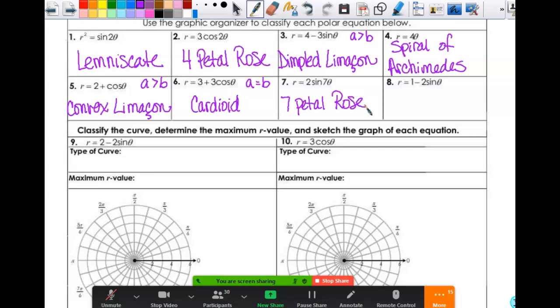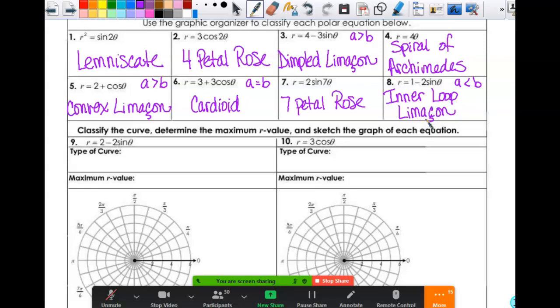Then 8, I'm back to a plus or minus, so I'm back in that limaçon category. Here A is less than B, so what does that make it? A limaçon with an inner loop. I'm going to write it as an inner loop limaçon because that's less words. It's the same thing, and it's not that many more words, but you can talk about it either way.